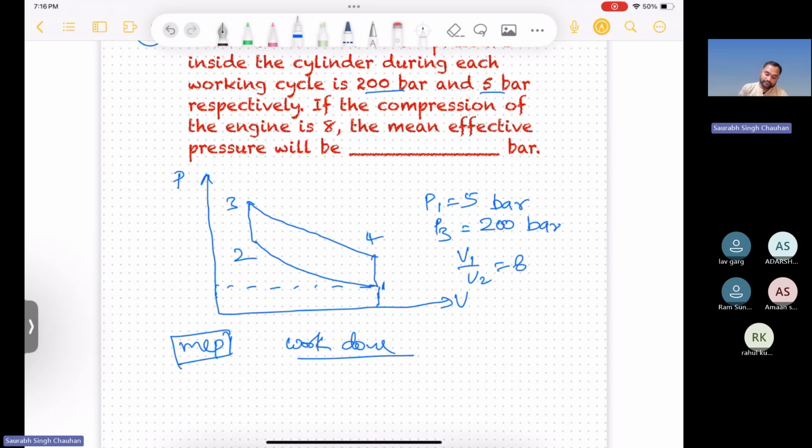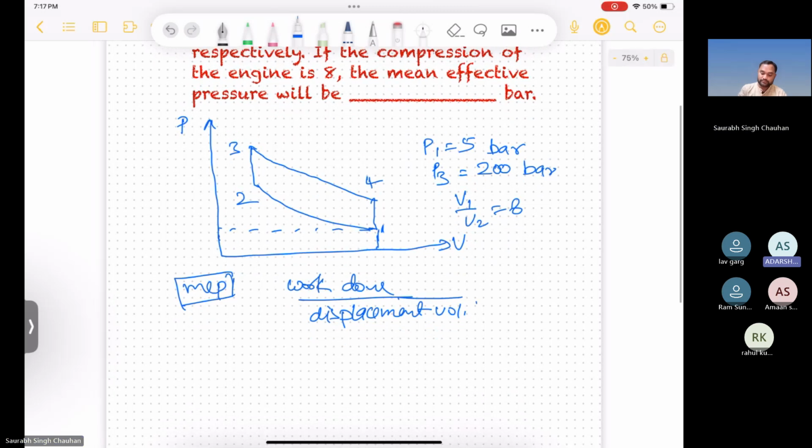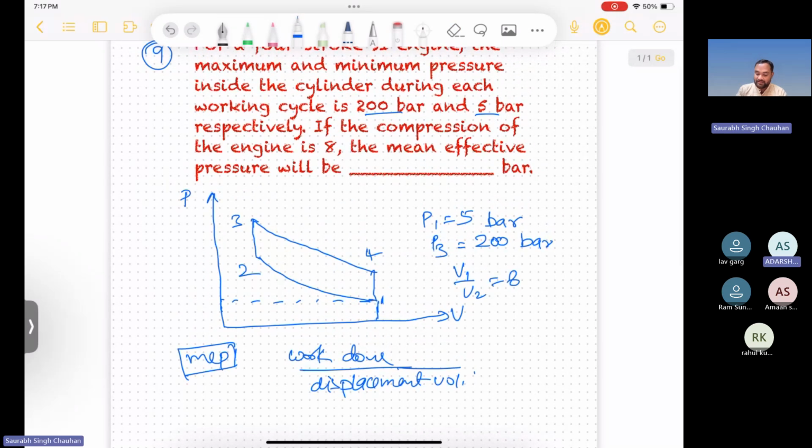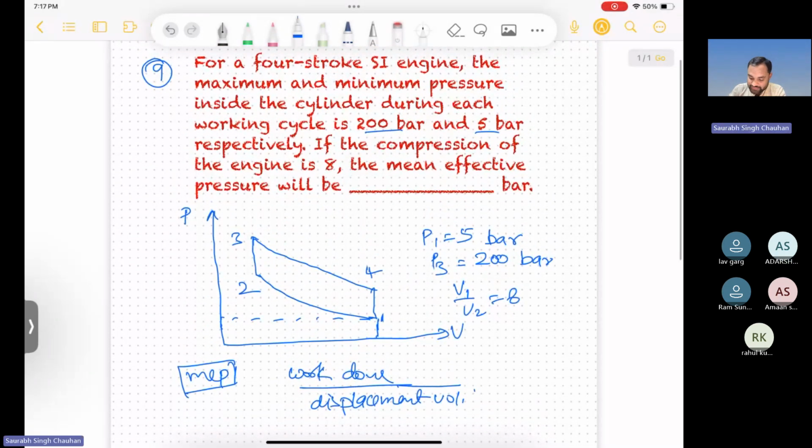Work done divided by displacement volume. So where is the work done? Efficiency into heat addition. But where is the heat addition? Yes, sir. That's a loophole, sir. That's why I was unable to solve. With the given data, you can find the values.